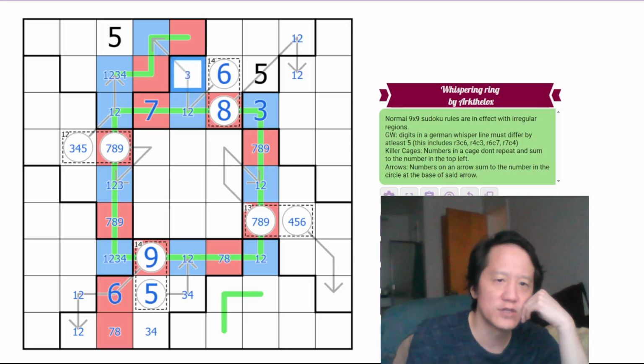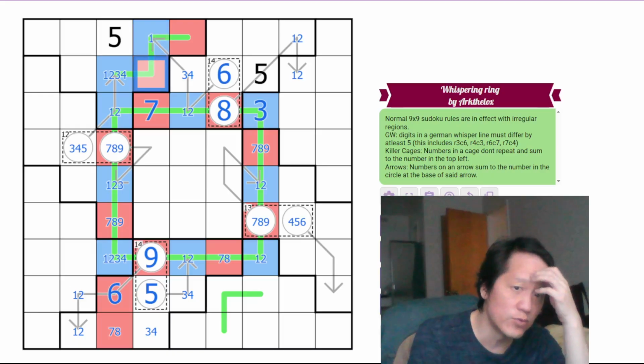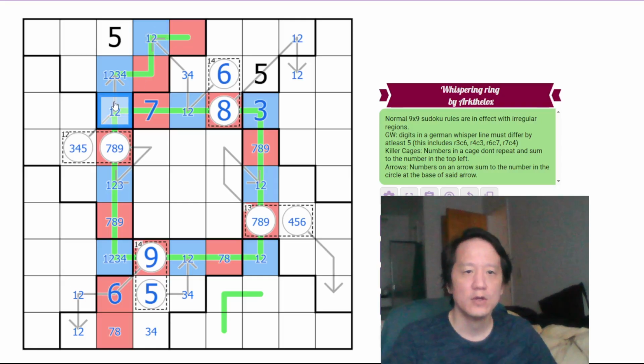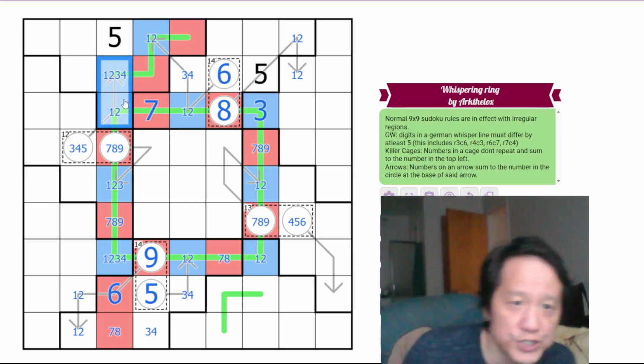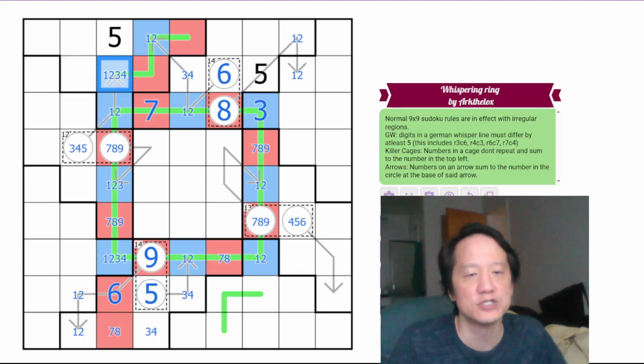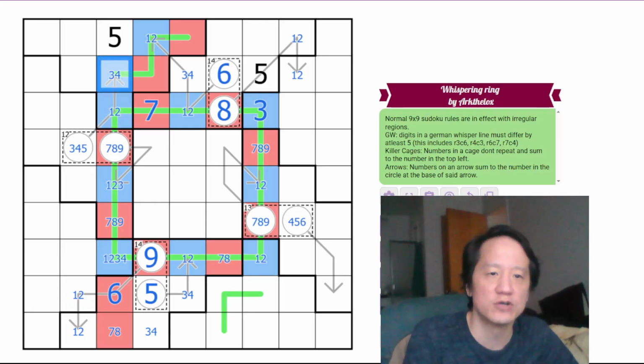So this is 3 or 4. It cannot be 5. So it could be 4, 1, and 1 possibly, or it's 3, 2, and 1, or 3, 1, and 2. So this is 1 or 2 also. Well, in this region, we have a 1-2, 1-2 pair, which eliminates 1 and 2 in the rest of the region. Therefore, this can't be 1 or 2.